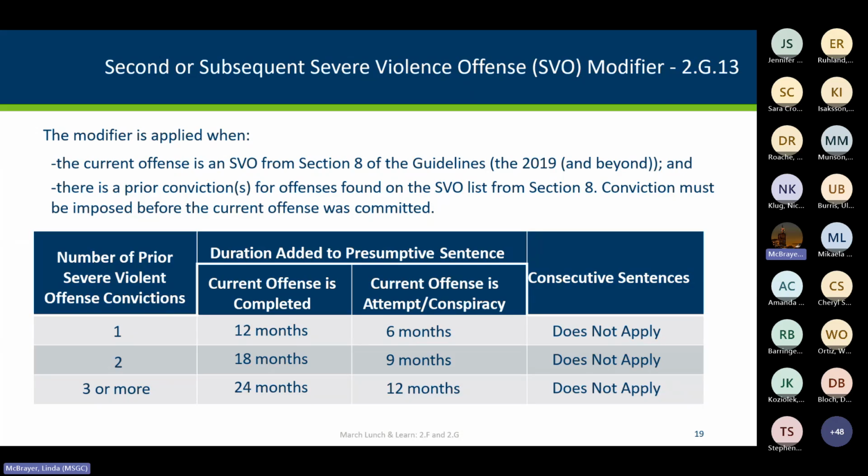The worksheet, again, will always reflect the SVO modifier. But if the court is going to impose consecutive sentences for offenses eligible under the SVO modifier, they are not going to apply that additional duration from a 0 criminal history score for the consecutive duration. They're just going to stick to what's in the box and not add any time onto it.